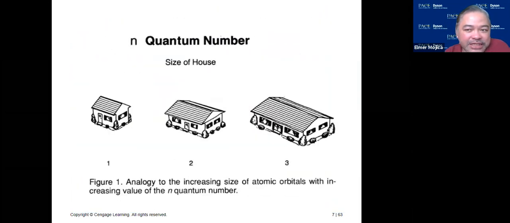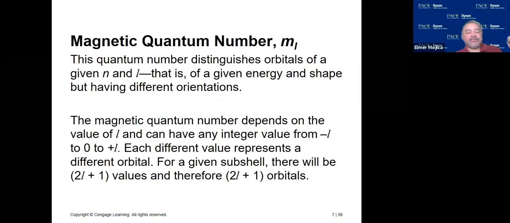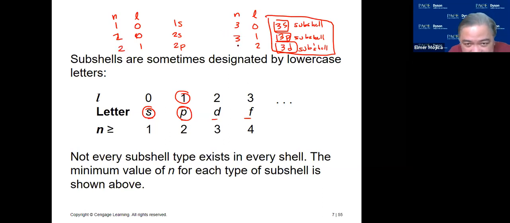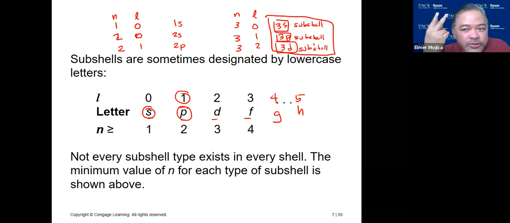So what does it mean? Depending on the value of n, you have a corresponding value of your L. Okay? Because what happened here, this is really a 2, 1, and this is a 3, 1, and a 3, 2. But instead of using these numbers, you designate the 0 as letter s, 1 as p, 2 as d, 3 as f, and if you go on, you follow the alphabet. Okay? But usually we only go until the f. So we already have 2 quantum numbers.